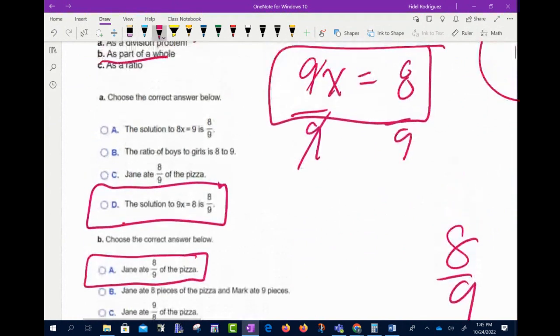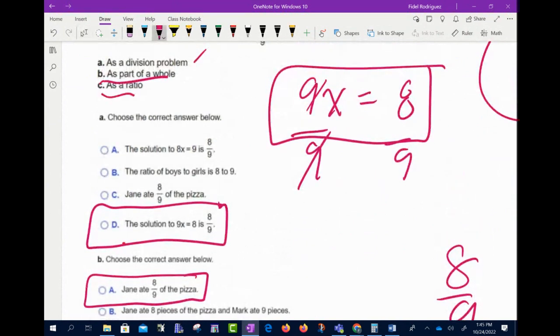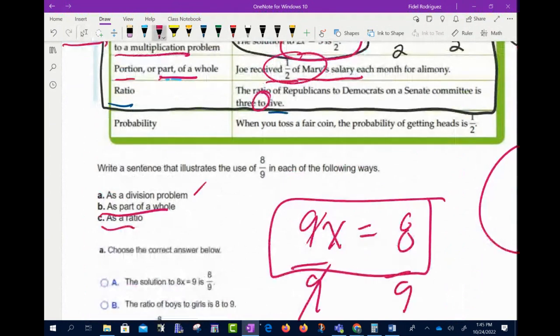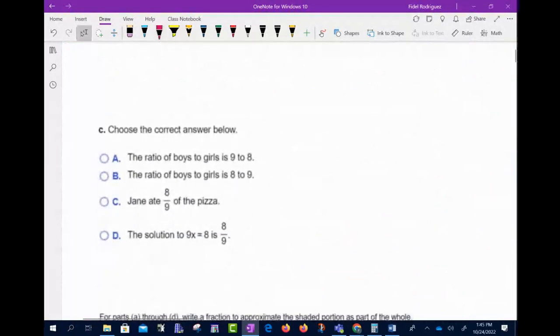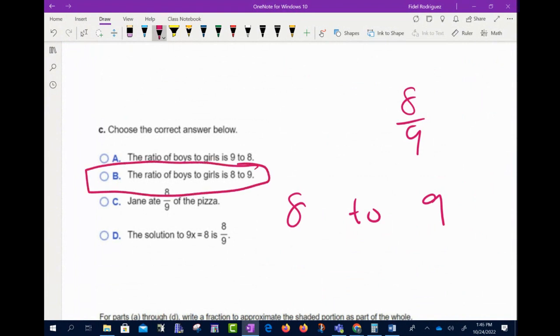Okay. And then part C says as a ratio. So y'all, in a ratio, remember the word I'm looking for is "to." Okay, T-O. So as a ratio, let's see here, we're looking for the fraction 8 over 9. So I want to see 8 to 9. So the first part says the ratio of boys to girls is 9 to 8. No, but the ratio of boys to girls is 8 to 9. That's the one I'm looking for, okay? All right, let me keep moving along here.